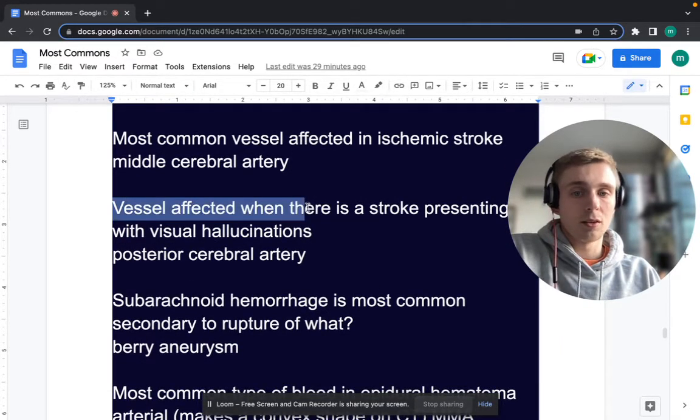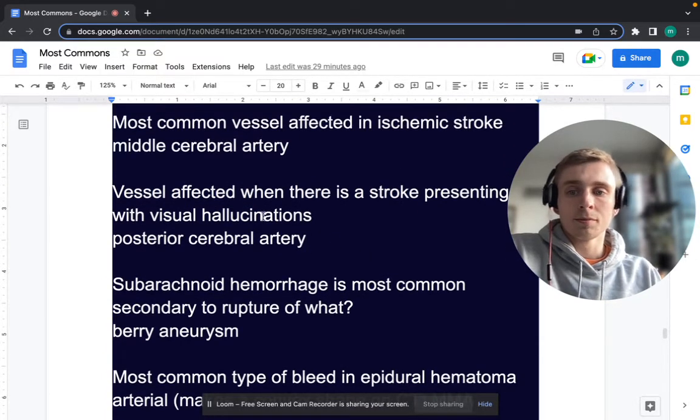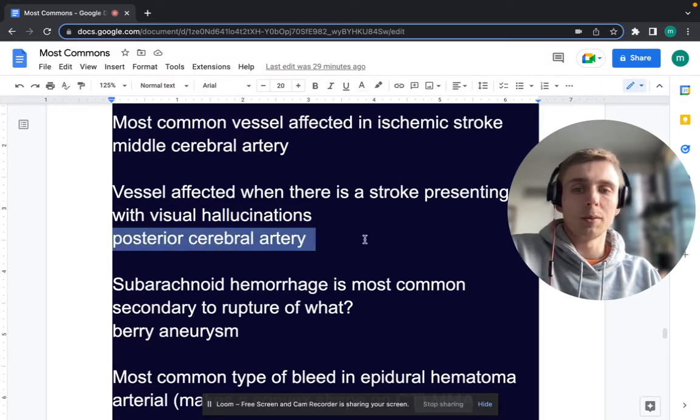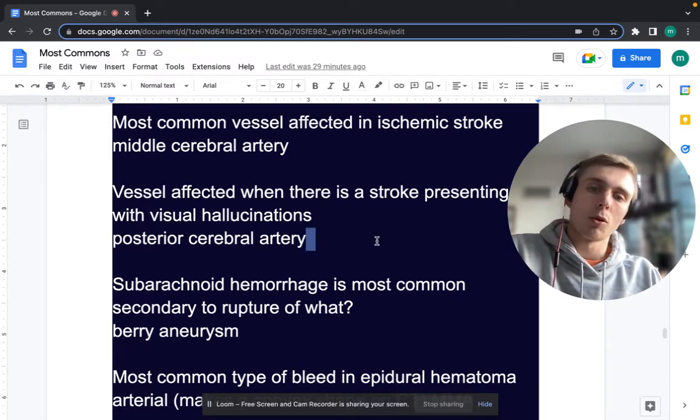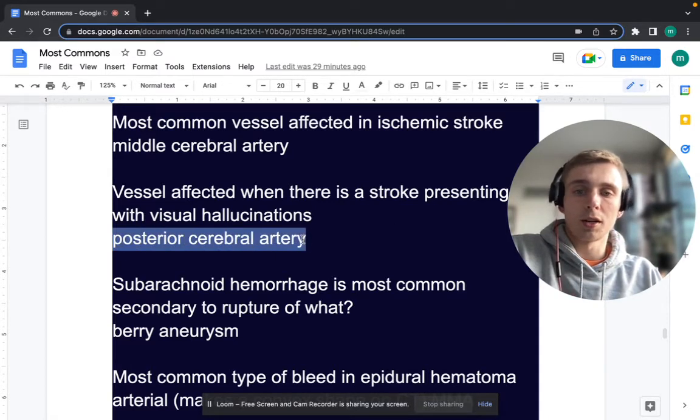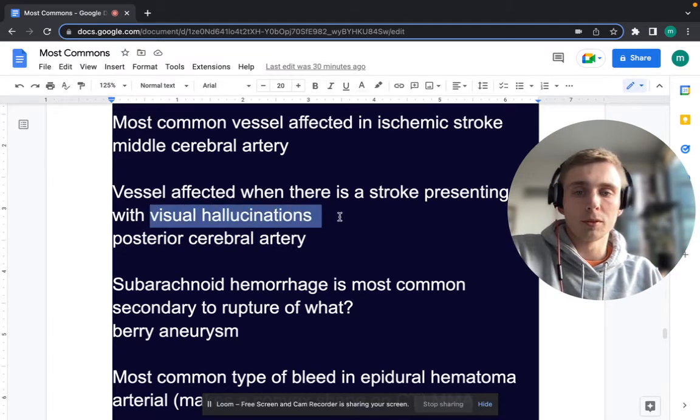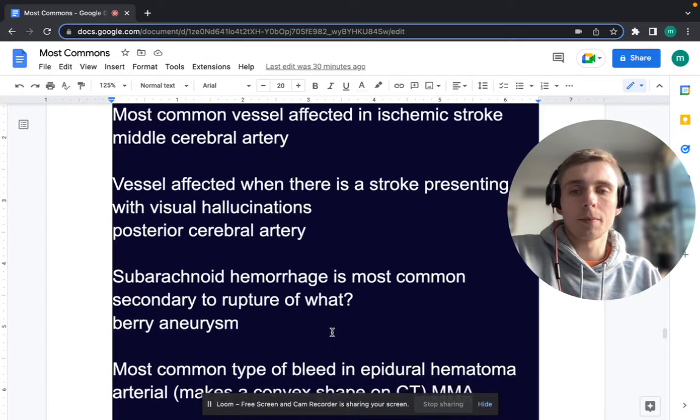What vessel is affected when there is a stroke presenting with visual symptoms? What area most commonly would that be? That'd be the PCA, posterior cerebral artery. Our visual pathway radiates out after the optic chiasm to the back of the brain, and that's our visual cortex. The posterior cerebral artery supplies that, so we're going to have visual problems if we have a stroke to the PCA.